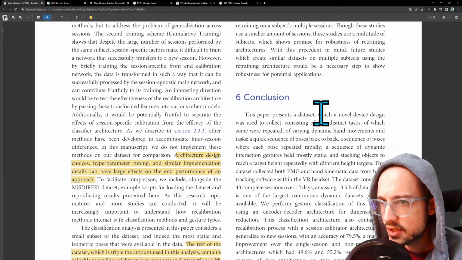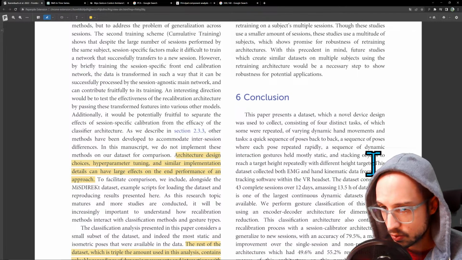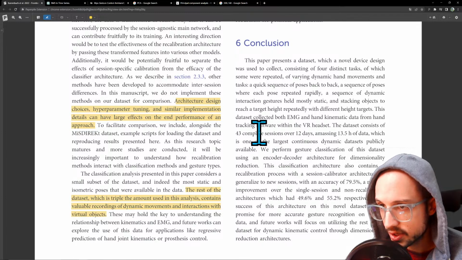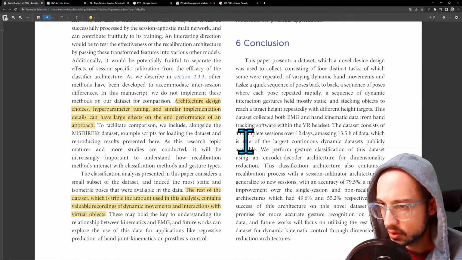This paper presents a dataset which a novel device design was used to collect, consisting of 4 distinct tasks, of which some were repeated, of varying dynamic hand movements and tasks. Quick sequence of poses back to back, a sequence of poses where each pose was repeated rapidly, a sequence of dynamic interaction gestures. This is all one sentence. That's a very long sentence. This dataset collected both EMG and hand kinematic data from hand tracking software. One of the largest continuous dynamics datasets publicly available.